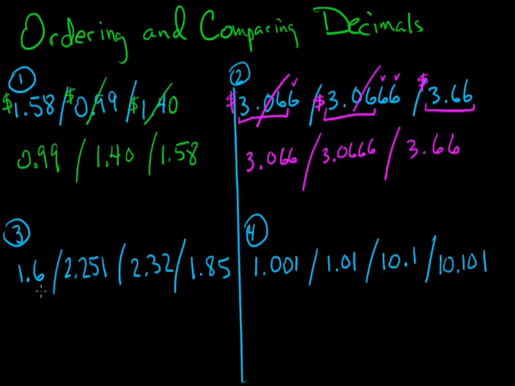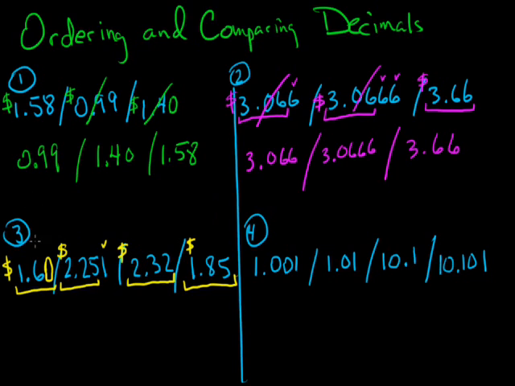Let's look at number 3. And let's make them all into money. Change our color here. Let's use a yellow. So we have 1.6 to make that into money. Think of it as $1.60. Then we have, I'll underline our money places, a $2.25 with a 1 to the right, $2.32, and $1.85. Okay, so what's the smallest?